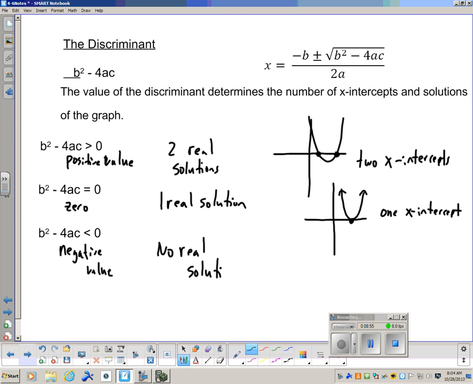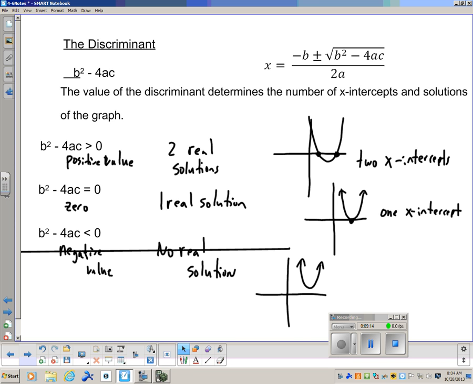And why is that? Why would there be no real solution? There'd be no real solution because the parabola here is either above the x-axis or below it. So you can see here it's going up and it's never going to hit the x-axis. Therefore, there's no real solution. So whenever you have a negative value underneath the square root, you're going to get no real solutions.